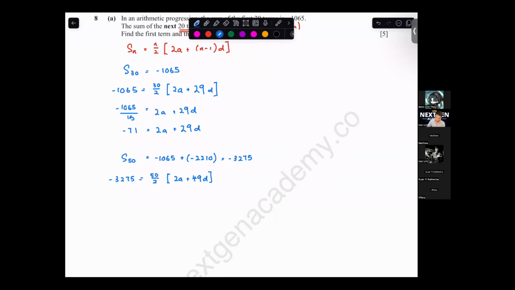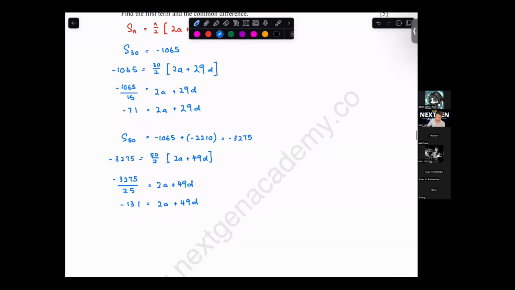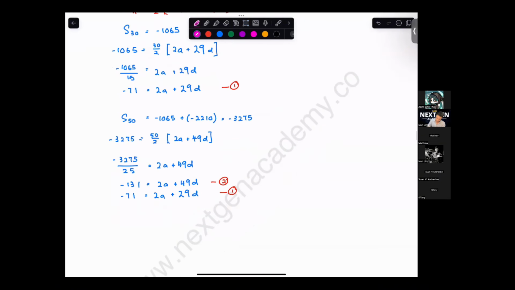Okay, let's solve for this. Negative 3275 divided by 25 equals 2a plus 49d. We get minus 131 equals 2a plus 49d. Okay, I got equation 1, equation 2. How do we want to do the simultaneous equation? We can do elimination over here. Okay, minus 131 minus minus 71. So we get here minus 60.